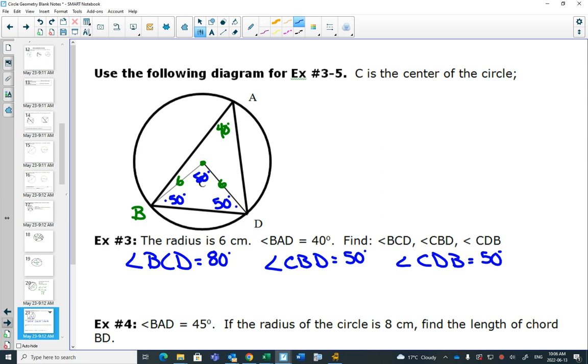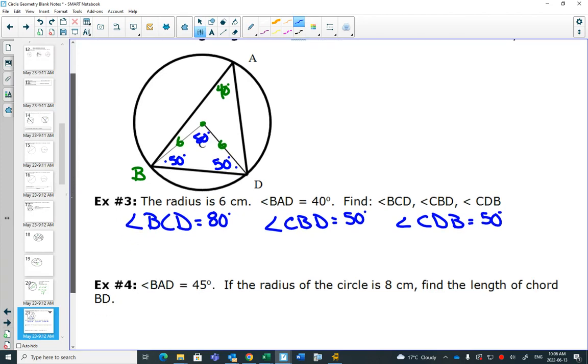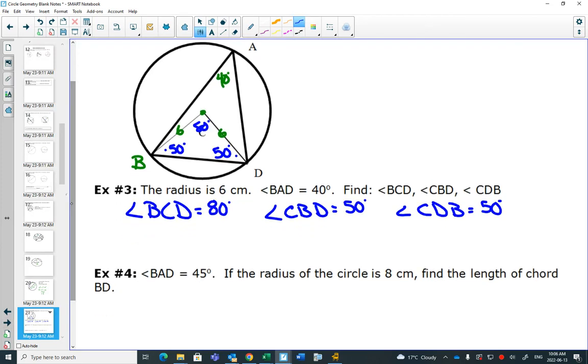Yeah. So now we use the same diagram, but now the numbers change for number 4.